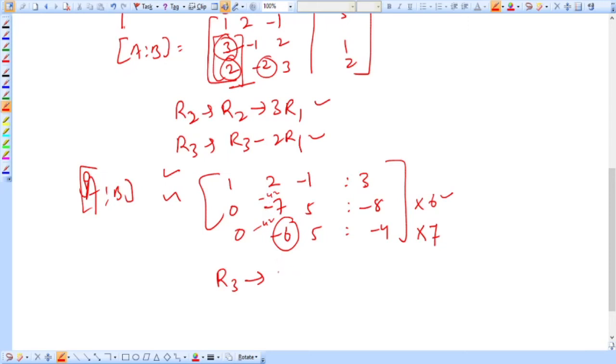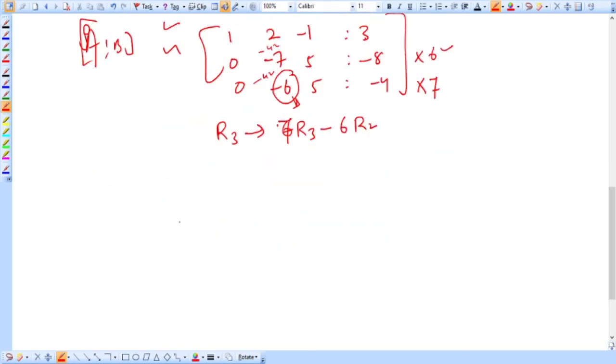Okay, so in this way we get this element as 0. Operating R3, firstly you multiply R3 by 7, 7 times R3 minus 6 times R2. In this way you are going to get the augmented matrix AB: 2 1 2 minus 1 3, 0 minus 7 5 minus 8 0.